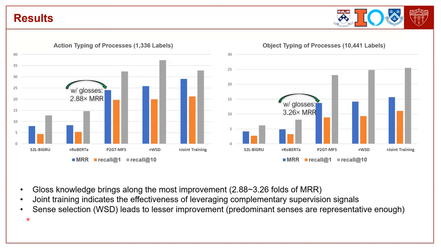Although at the same time, we do see that word sense disambiguation leads to much smaller improvement. This could be the case because predominant senses are representative enough to represent the labels themselves, which is consistent with what people typically observe in the WSD task.